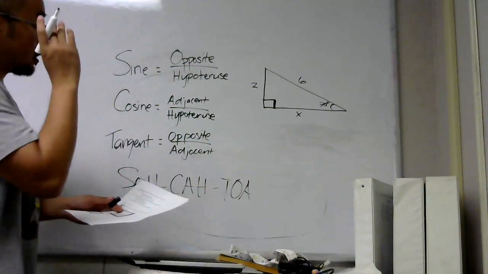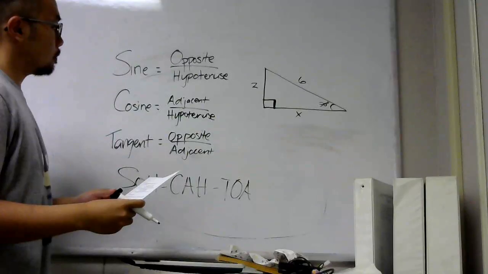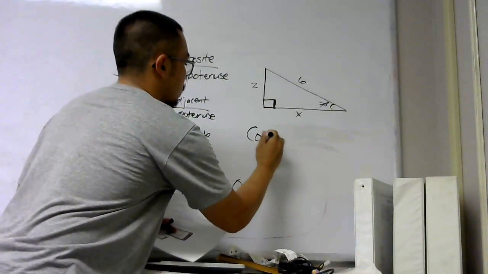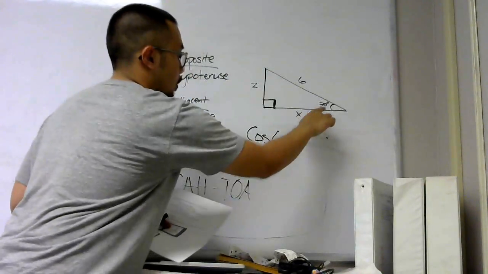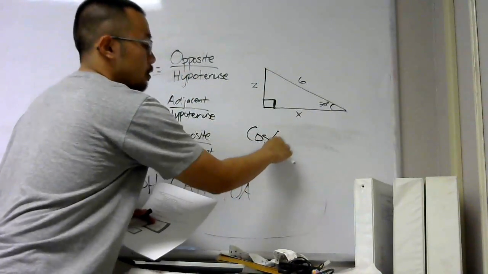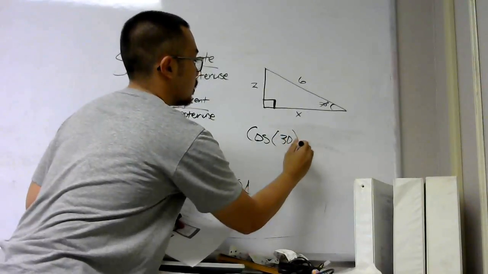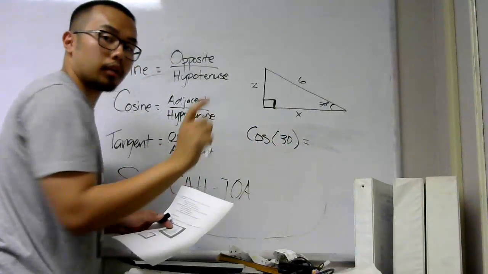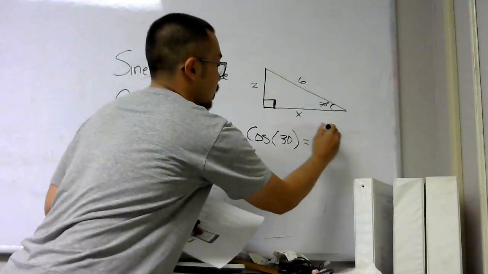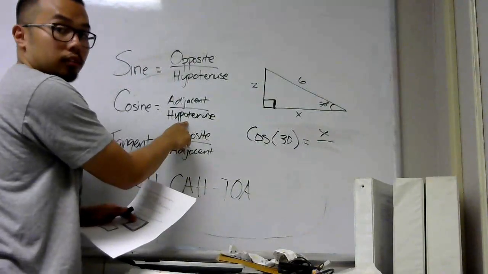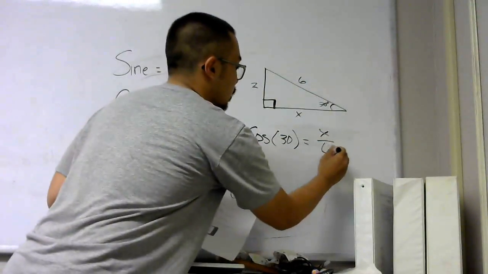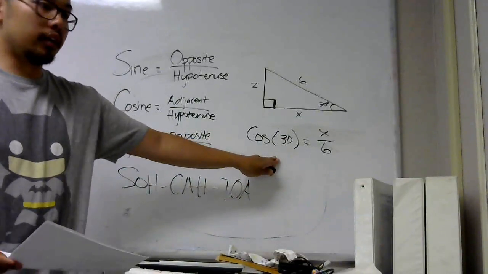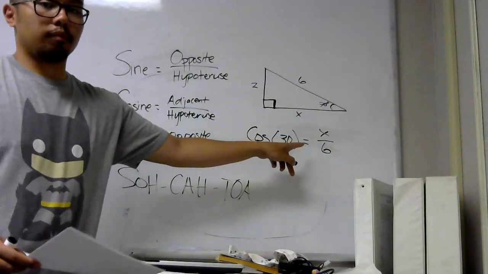For demonstration's sake, let's use cosine. If I were to plug in cosine of 30 degrees, we always put the degrees right after the cosine, cosine 30 is equal to adjacent over hypotenuse. We don't know the adjacent, so we're just going to place an x there. X over hypotenuse, and we know the hypotenuse. So now we have a function, and we have one unknown.